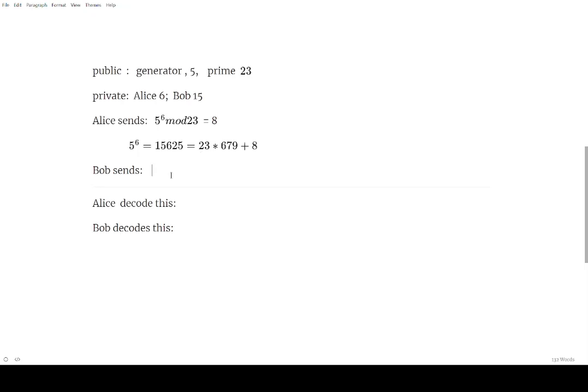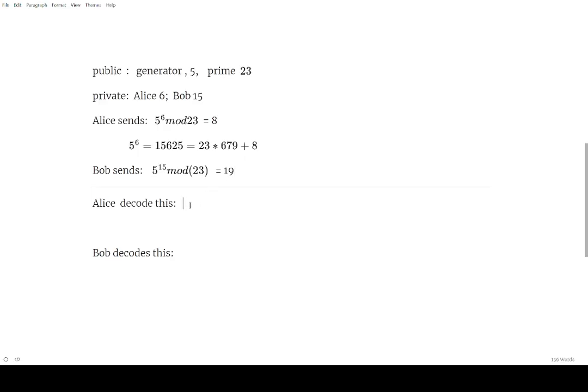Bob is going to send 5 to the 15 mod 23. And that actually turns out to be 19.